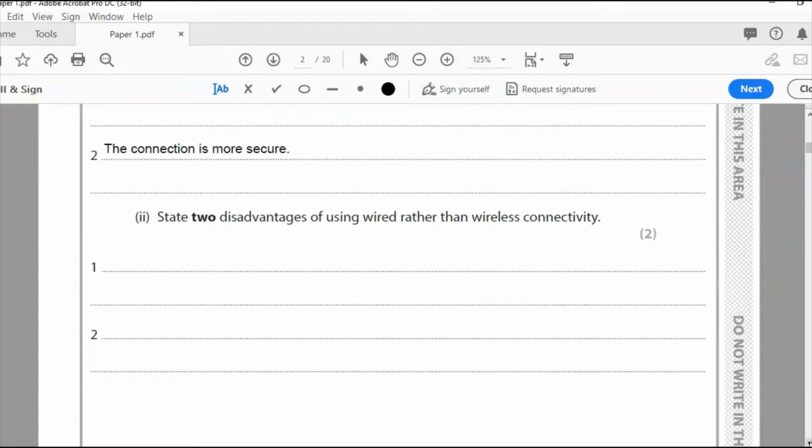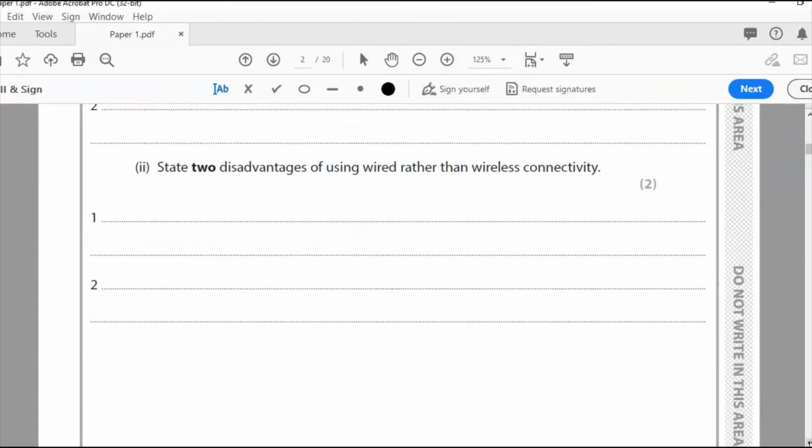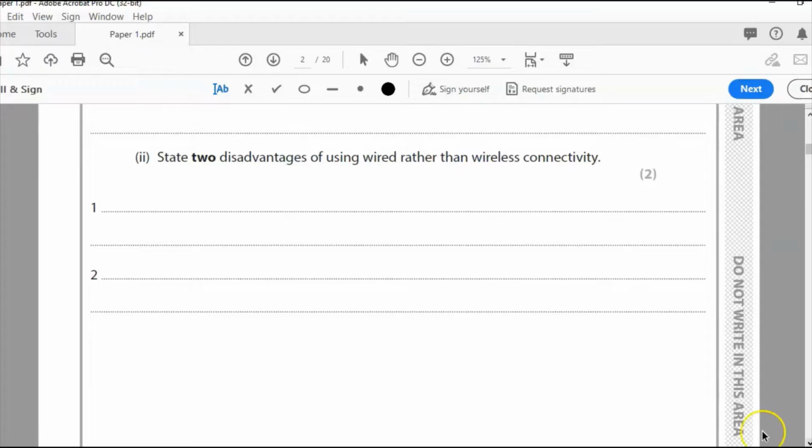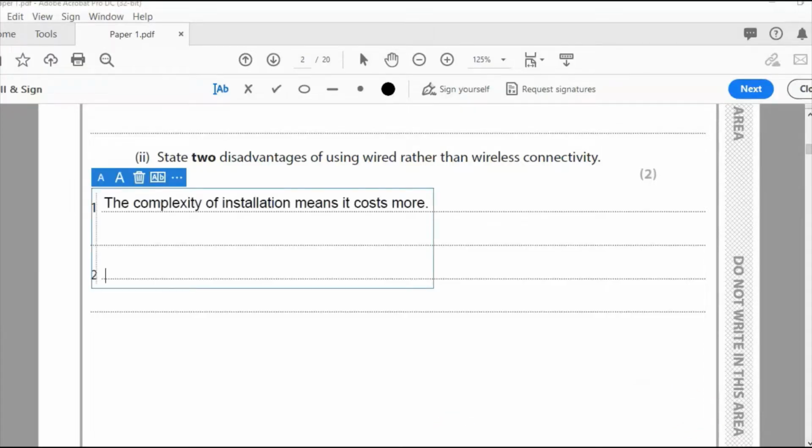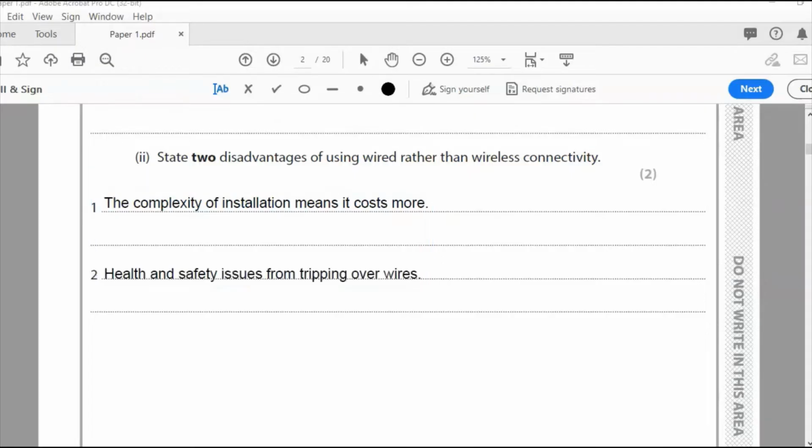Number 2, state 2 disadvantages of using wired rather than wireless connectivity. The problem you've got really is it's more complex to install. So that's going to be my first point. That complexity of installation means it costs more. And the second point is that there are health and safety issues from tripping over wires.